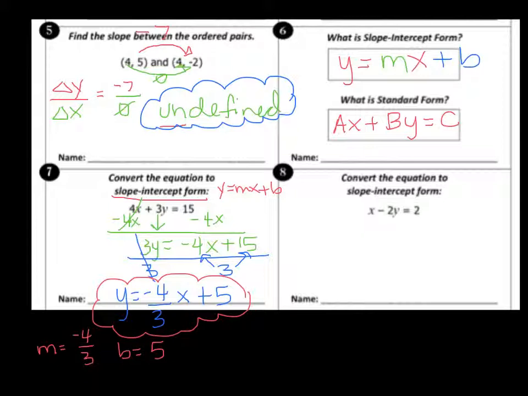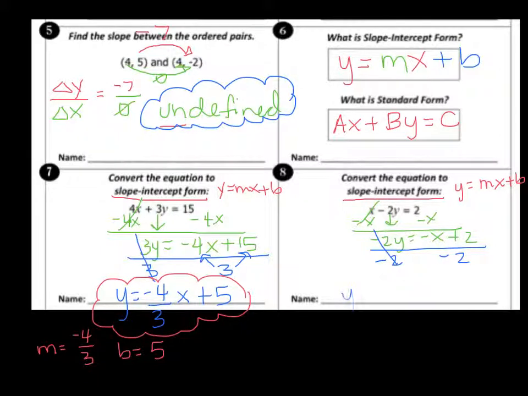Okay? For number 8, once again, they want you to convert to slope-intercept form, so they're trying to get it into y equals mx plus b. So step 1, I want to move this positive x to the other side by subtracting. Those are going to cancel, and I get -2y equals -x plus 2. Then the opposite of multiplying by -2 would be to divide by -2.